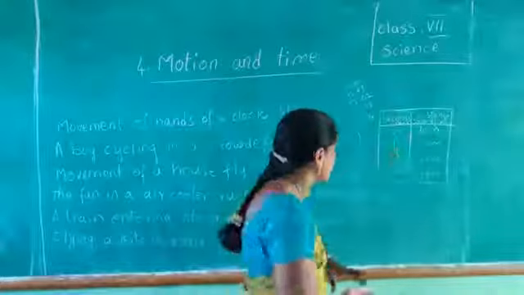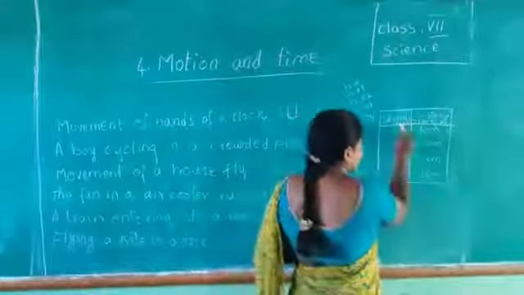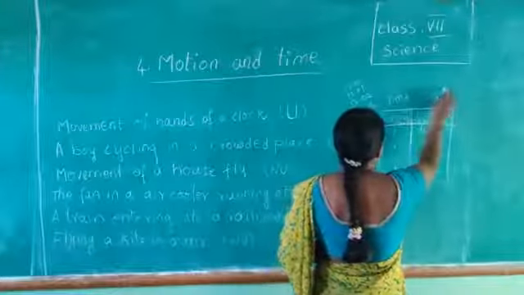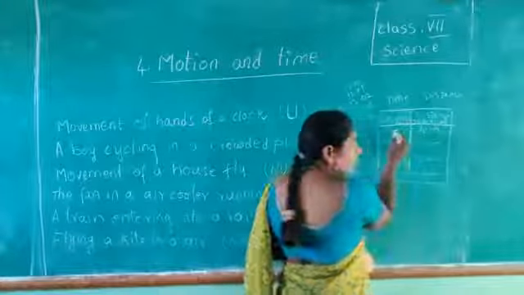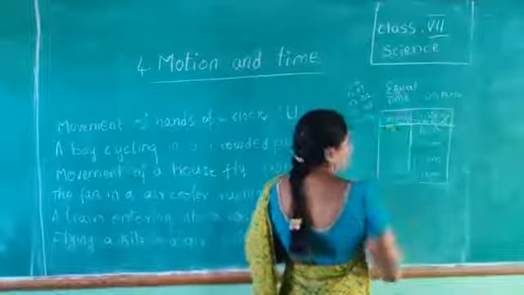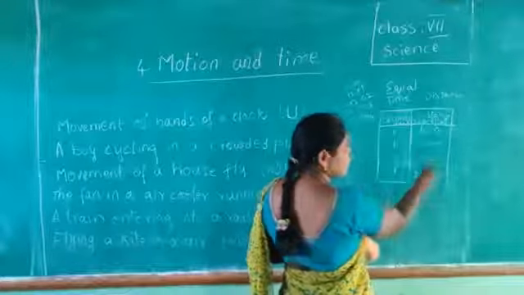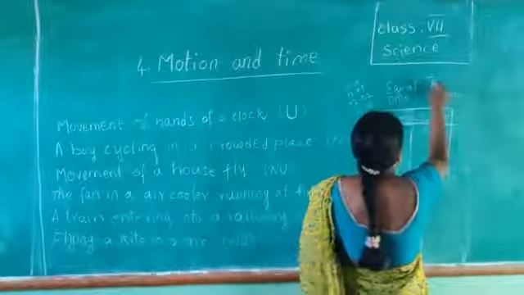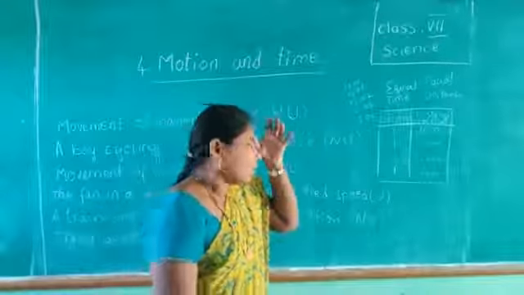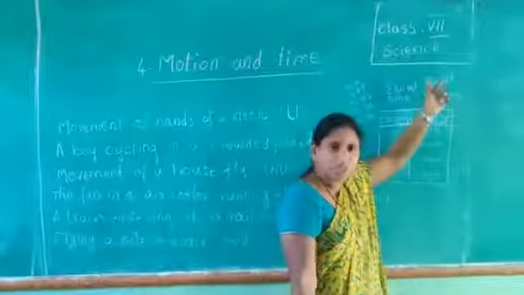That means, here you see, 1 second, 1 second, 1 second, 1 second. Seconds means time. And here it is distance. Time is equal: 1 second, 1 second, 1 second, 1 second. So, time is equal. Is it clear, children? And here, distance also: 1 centimeter, 1 centimeter, 1 centimeter, 1 centimeter. Distance is also equal. Is it clear, Nana? So, by this, I can say time is equal and here the distance is also equal.